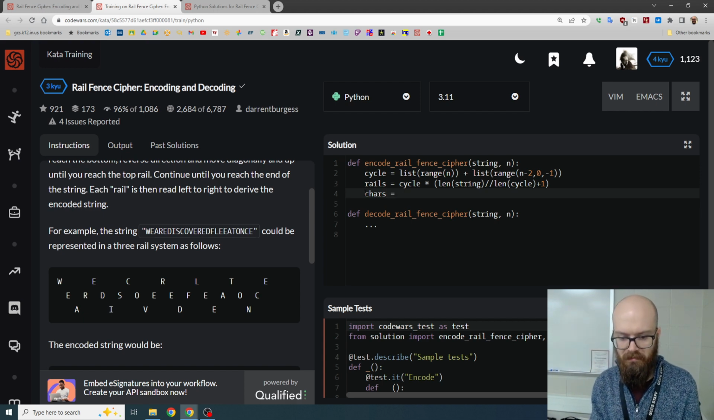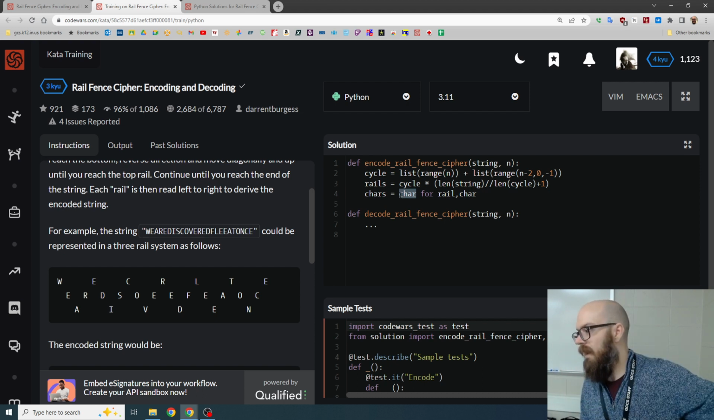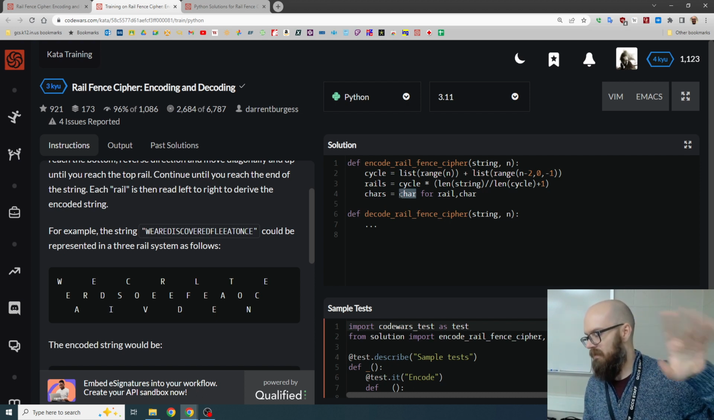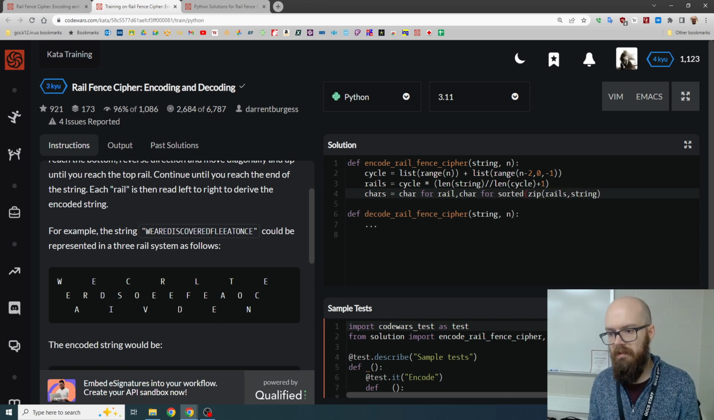So chars equals char for, and then there's going to be 2 things. We're going to have the rail and the char, but we're only taking the char. The rail is just the ride to the spot, but it doesn't actually show up in the result. And so then we're going to go zip of rails and string, but we're going to sort that whole thing with a key.